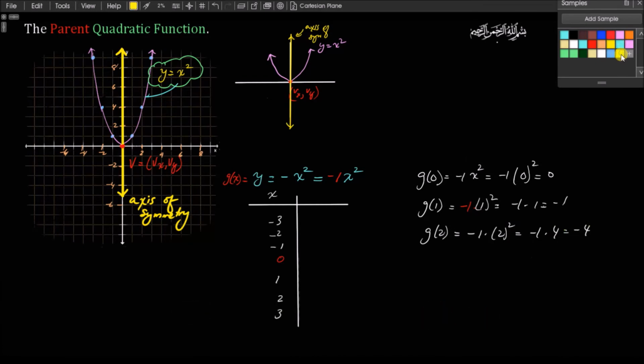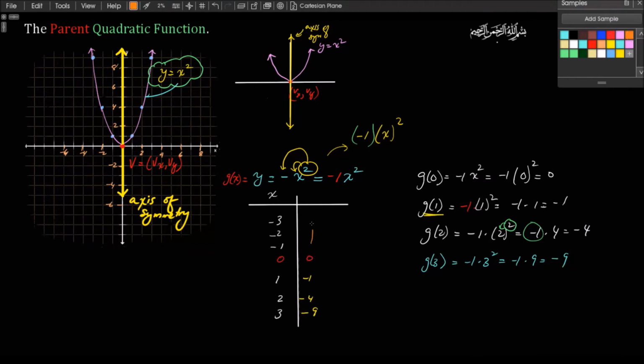See, it is imperative, it's very important to understand that this square over here only applies to the x. It does not apply to this negative 1 over here. In other words, this can also be rewritten as negative 1 times x squared, whereas the square is only applied to the x and not the negative 1. Alright, so g of 3 over here is negative 1 times 3 squared, then that is negative 9.